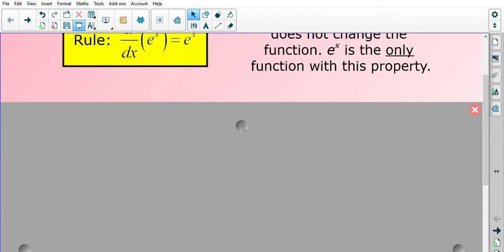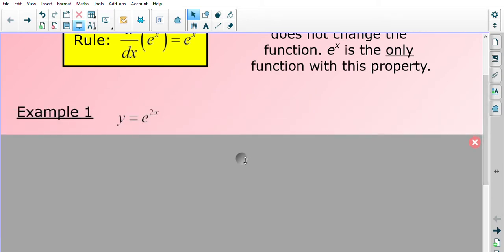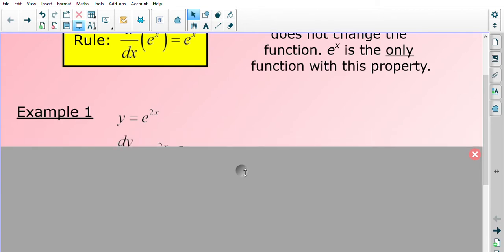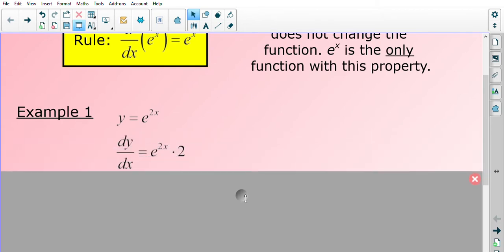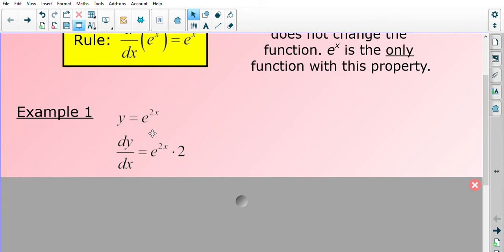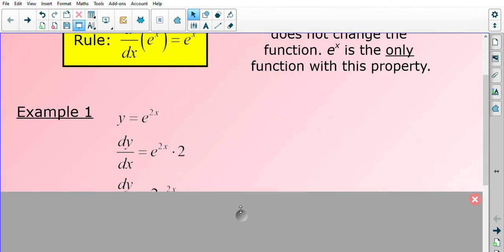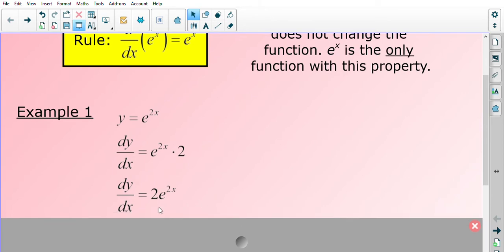So looking at example 1, we've got y equals e to the 2x, and we want to differentiate that. The rule says we get the same exponential back out, but we must differentiate the power, the exponent. If we differentiate 2x, we get a 2, so we need to multiply our answer by 2, and that will give us the final answer of 2e to the 2x.